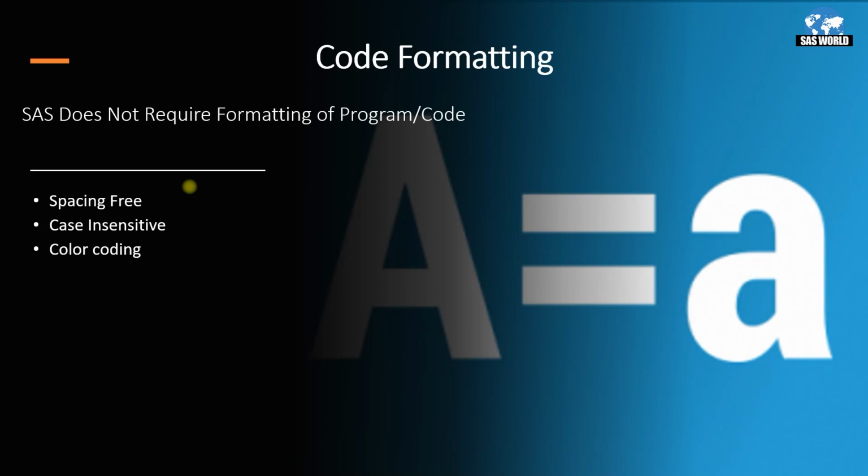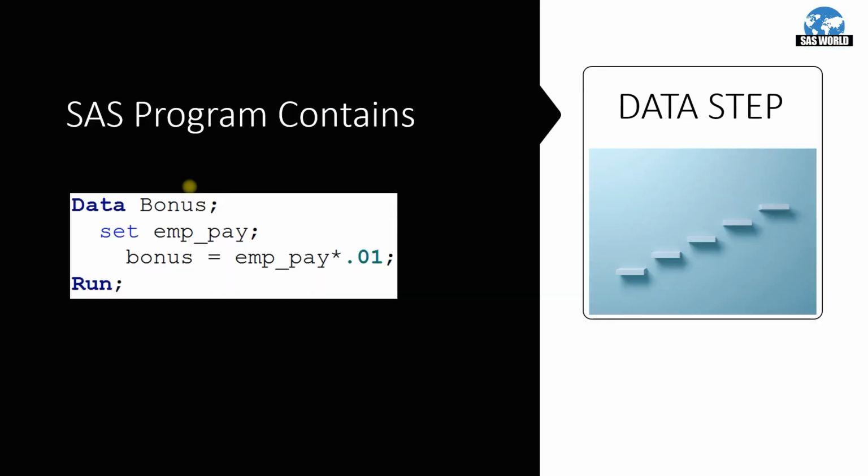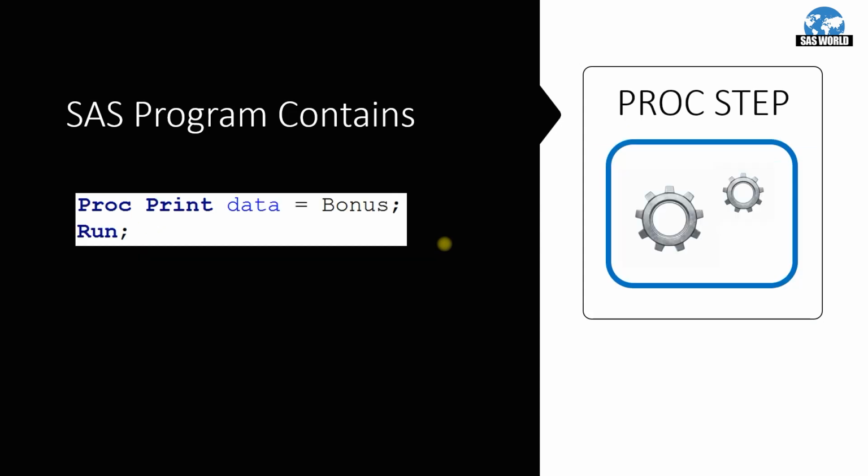Let's move on to the next slide. SAS contains two parts. One is the data step, second is the proc step. What does the data step mean? When your program starts with the data keyword, that means this is a data step. The data step generally creates a new data set or modifies an existing data set. That's why this is called the data step. Let's move on to the next slide.